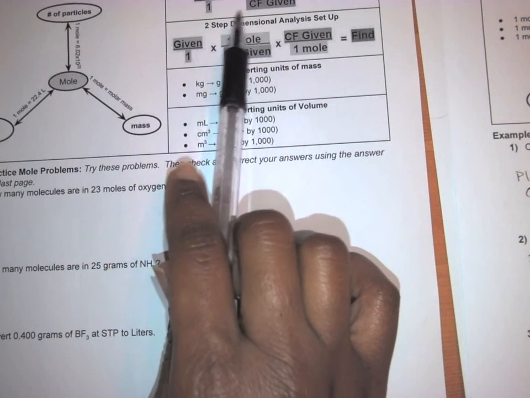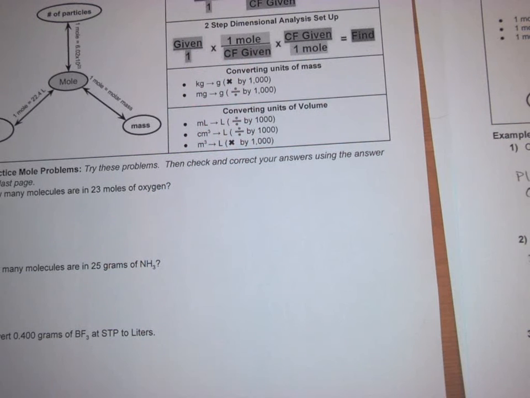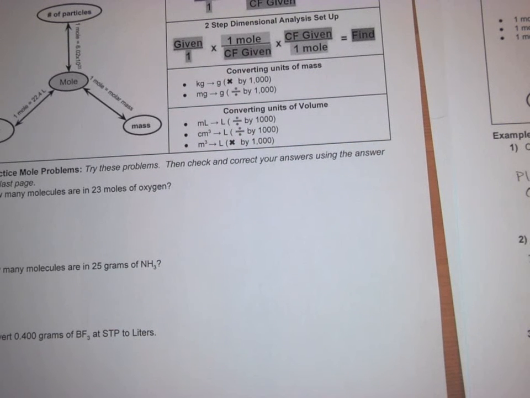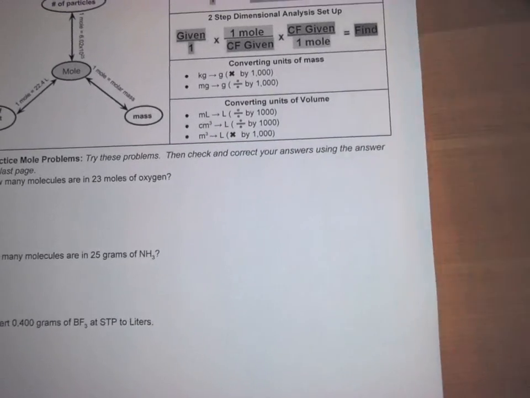Now remember that if you have a 1-step mole conversion, at least one of your givens, either your given or your find, is going to be in moles. And if it's 2 steps, your given and your find will not be in moles.